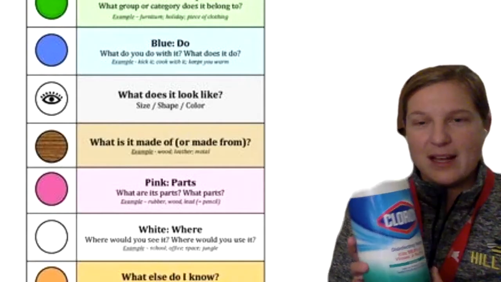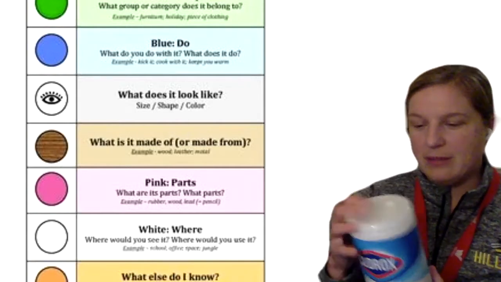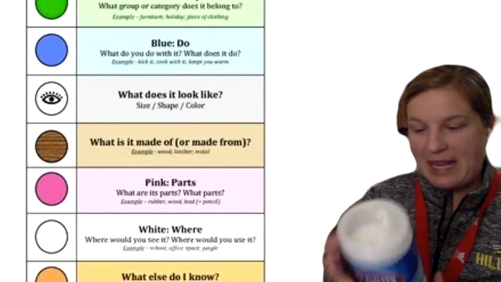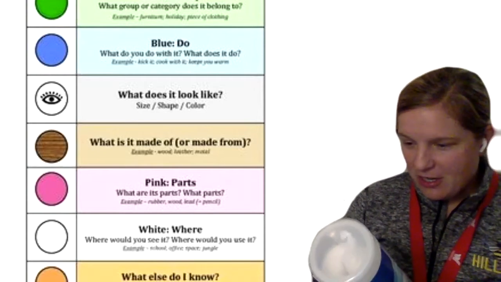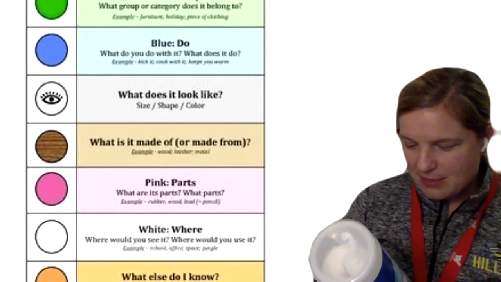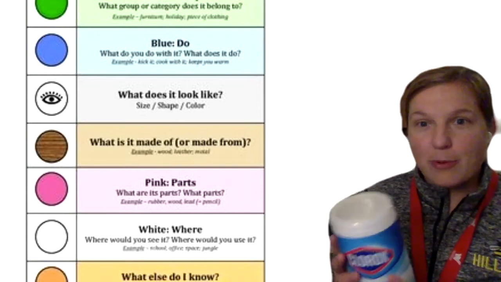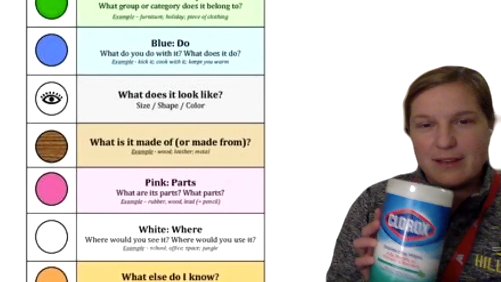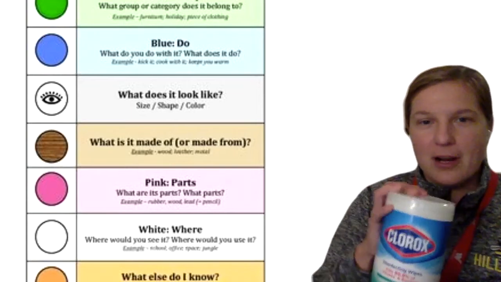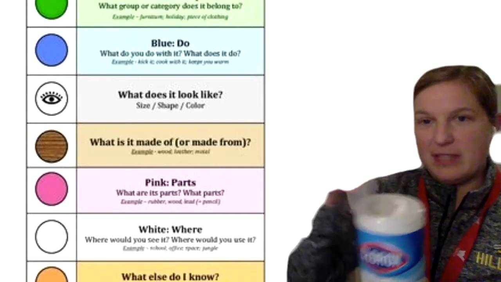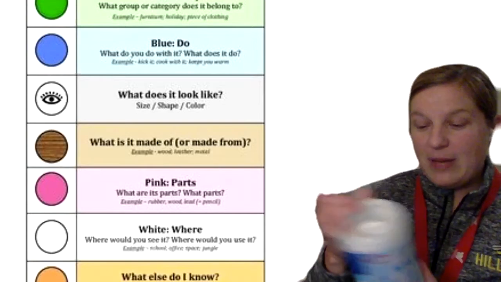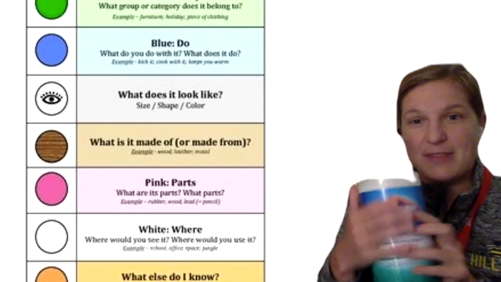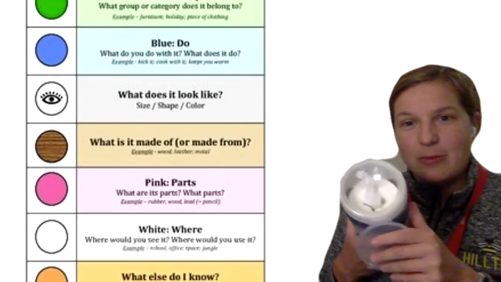What is it made of or made from? Well, looks like the outside is plastic. There are all sorts of ingredients on the back. I won't bore you by reading them off, but we know what it's made of, right? Pink, parts. What are the parts? Well, we have a lid. We have the container. We have the instructions on the outside. We have the label. And we have the wipes.